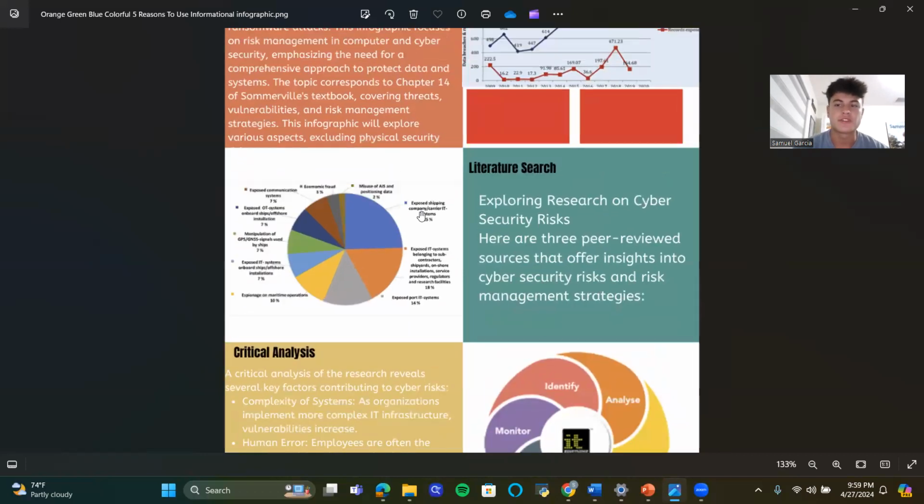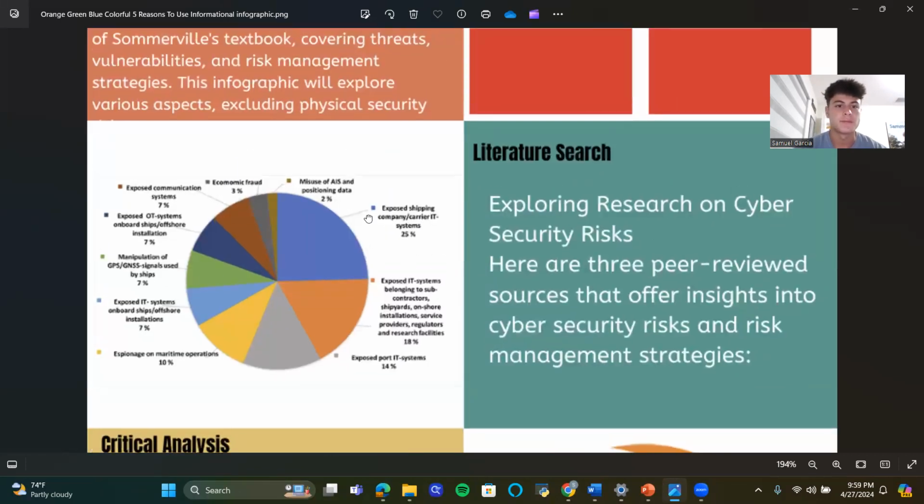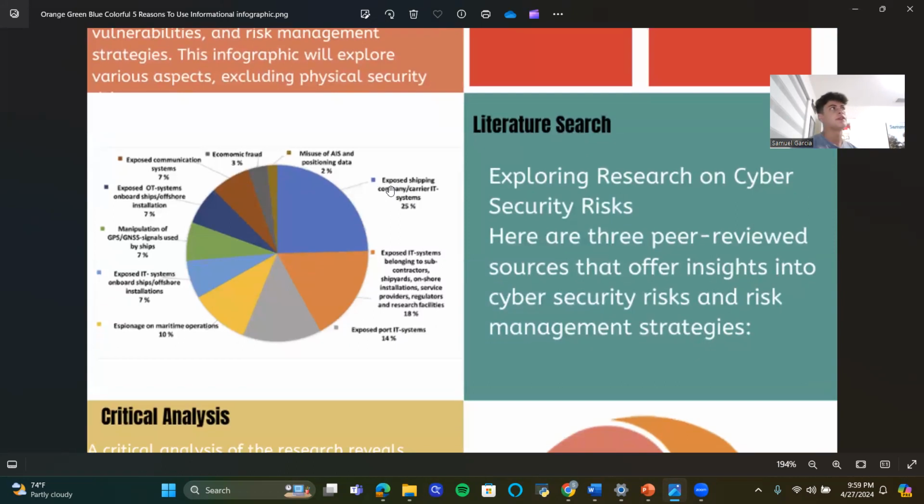And then this pie chart I have here is also about the different breaches that have happened and what a lot of it is about. As you can see, the main one here is exposed shipping company carrier IT systems. So that's one of the main problems. And the second one is exposed IT systems belonging to subcontractors, shipyards, onshore installations, and stuff like that. As you can see, there's a lot of different ones, but those are the two main ones. There's a lot of stuff, from economic fraud to exposed communication systems and different stuff like that.